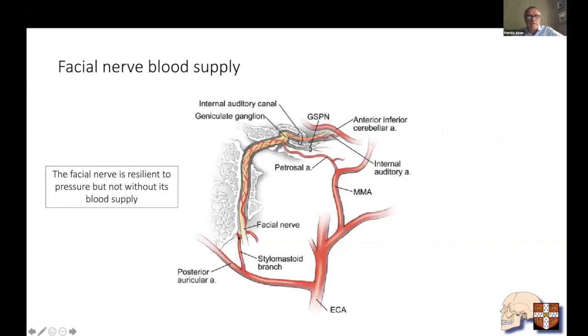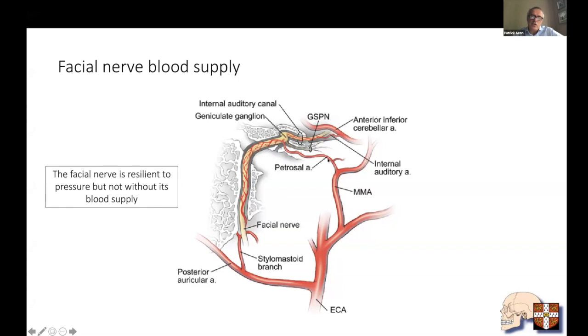The facial nerve blood supply is extremely important, and the reason for that is that there's a series of end arteries, and each one of these supplies a portion of the facial nerve. So here is the branch of the posterior auricular artery, the stylomastoid branch, coming up and supplying the vertical portion.